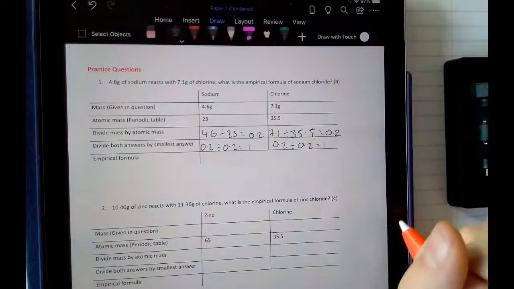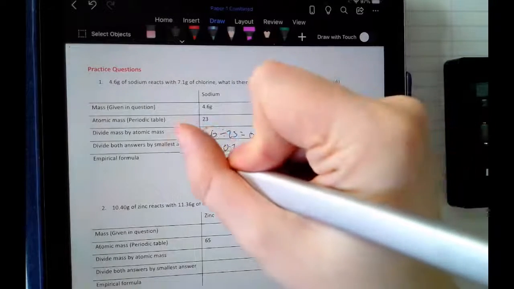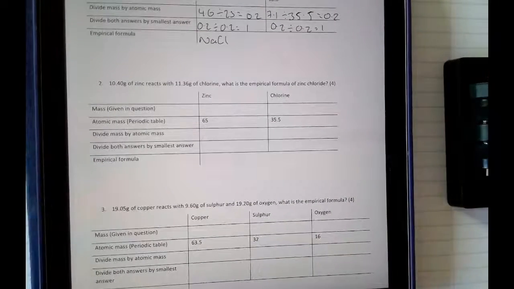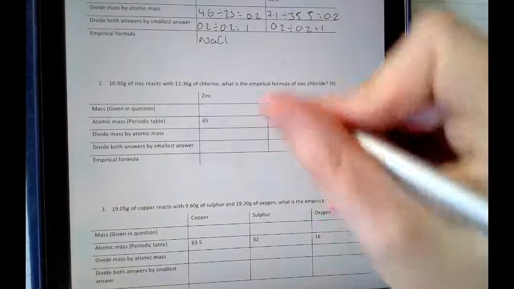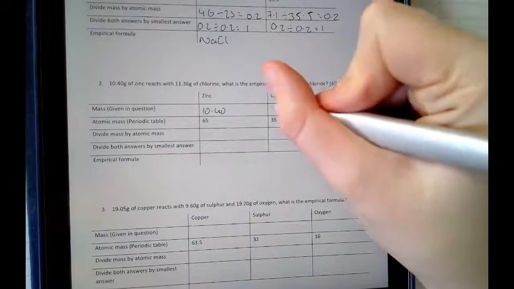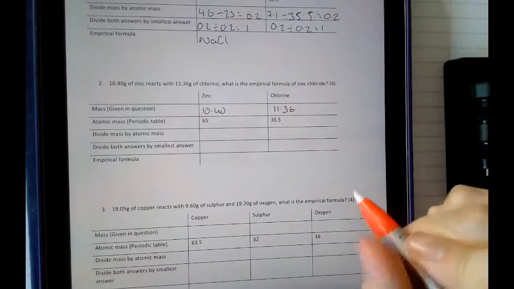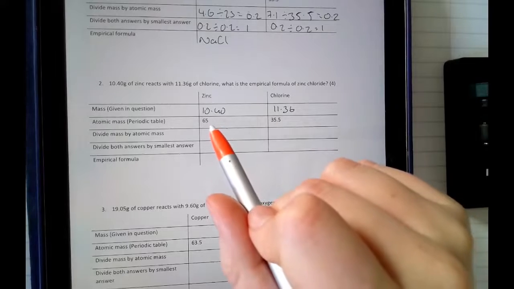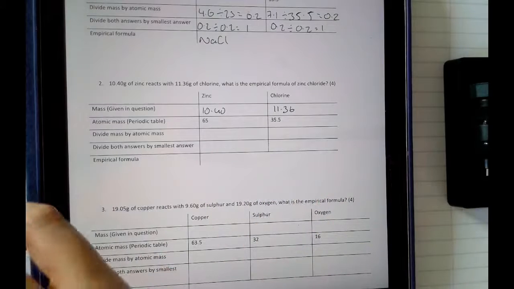And you get 1:1. If the ratio is 1:1, then the chemical formula is just going to be NaCl. The next example, I've got zinc reacting with chlorine. The mass of zinc from the question is 10.40. The mass of chlorine is 11.36. The atomic mass I'm taking from the periodic table. The top number for zinc is 65. The top for chlorine is 35.5.